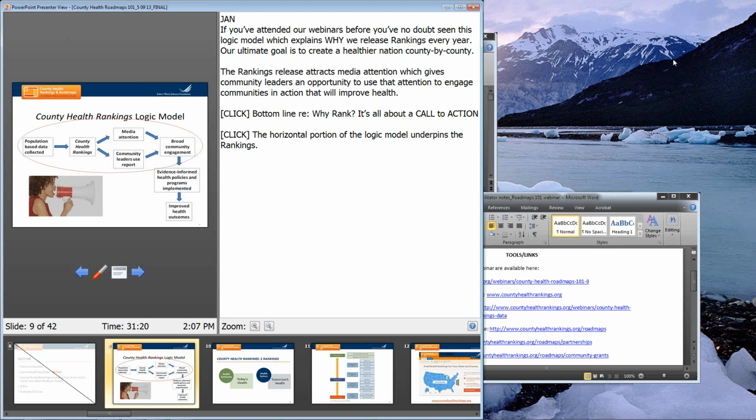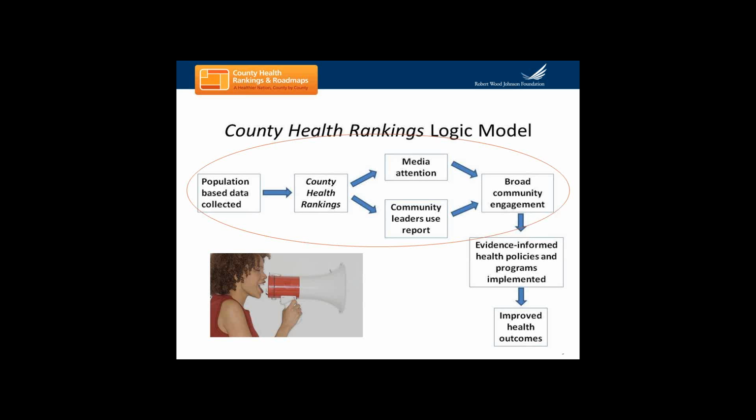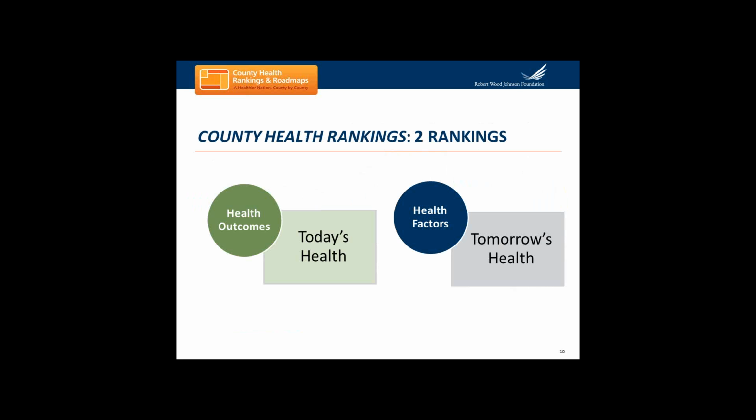The rankings, we rank the health of nearly every county in every state. And for each county in a state, you'll find two rankings. One is on health outcomes, and one is on health factors. So why two rankings? Because there's two sets of messages we want to convey.